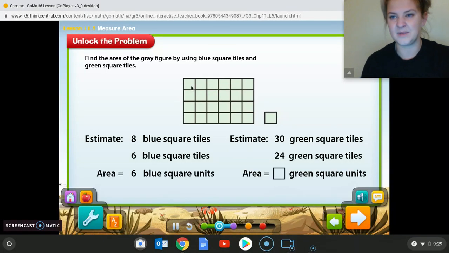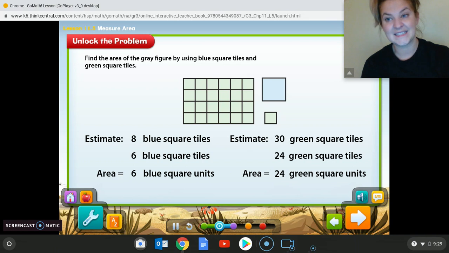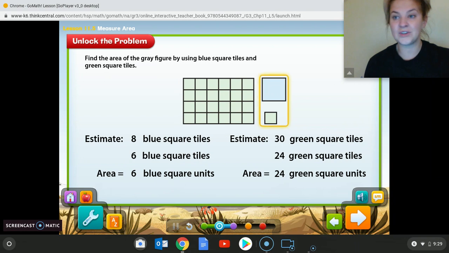I could have counted them. Maybe I'll count them just to be sure. 1, 2, 3, 4, 5, 6, 7, 8, 9, 10, 11, 12, 13, 14, 15, 16, 17, 18, 19, 20, 21, 22, 23, 24. Okay, good. My multiplication was right. So if I used blue tiles, I only needed 6. If I needed green tiles, I needed 24. Big difference, right? So that's what I wanted to say. We can measure different things with different squared tiles, but measuring area, we have to use squares.